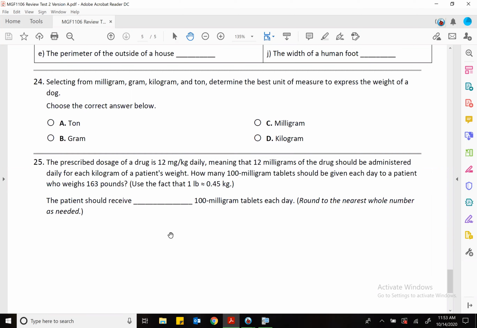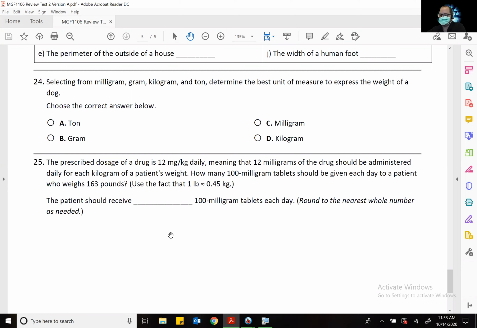So the prescribed dosage is 12 milligrams per kilogram daily. Being 12 milligrams administered daily, but the tablets are 100 milligrams each. And the patient weighs 163 pounds. So we should probably convert pounds to kilograms first. There we go. That's the first thing.